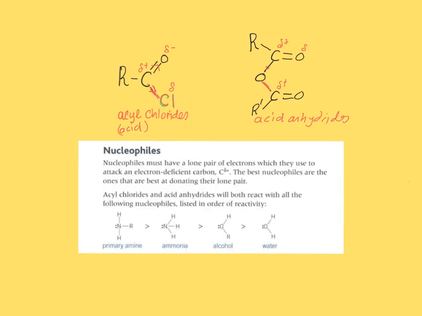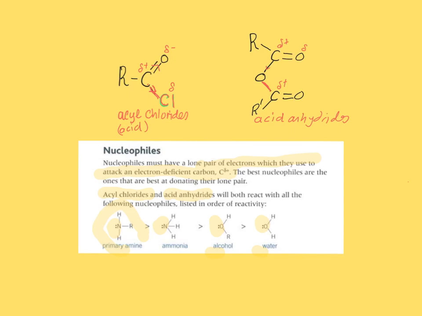So let's revisit nucleophiles. We know the definition of a nucleophile is a species with a lone pair of electrons, which they use to donate that lone pair of electrons or attack an electron deficient carbon atom. The nucleophiles that we met last year, and the best nucleophiles are the ones with the greatest availability of this lone pair of electrons. So because acid chlorides and acid anhydrides will both react with nucleophiles, primary amines are much better nucleophiles than ammonia, which is better than alcohol, which is better than water. So it's to do with the availability of the lone pair.